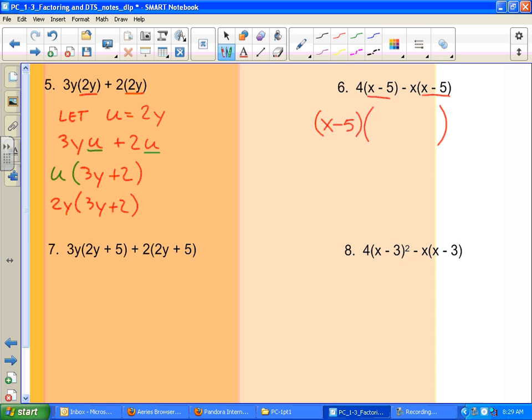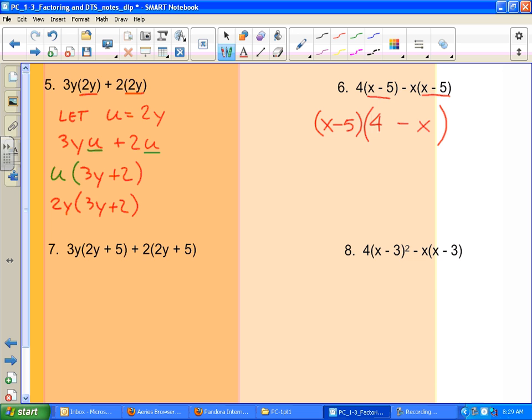And so if I pull an x minus 5 out of a 4 times x minus 5, I have just 4 left over. And if I pull an x minus 5 out of a negative x times x minus 5, I have just negative x left over. And that would be my answer.